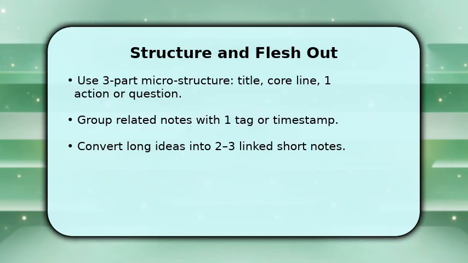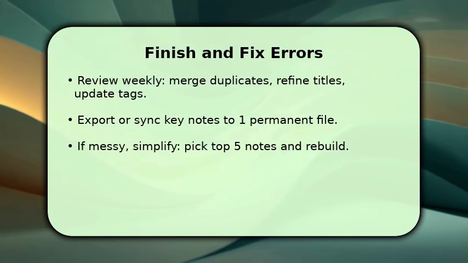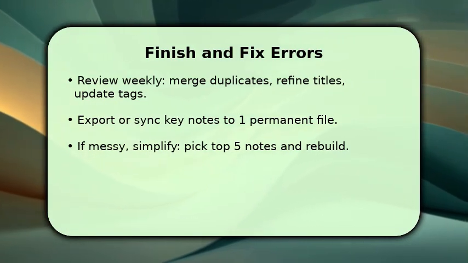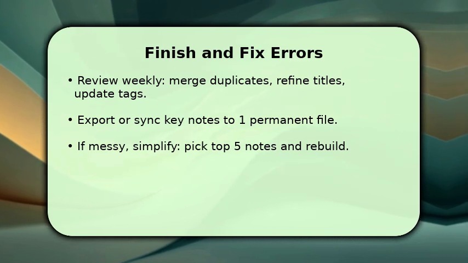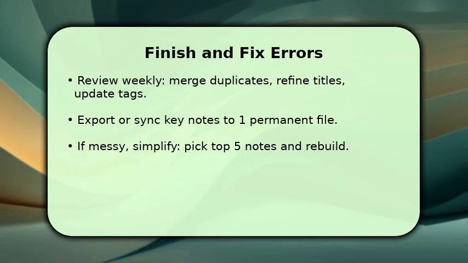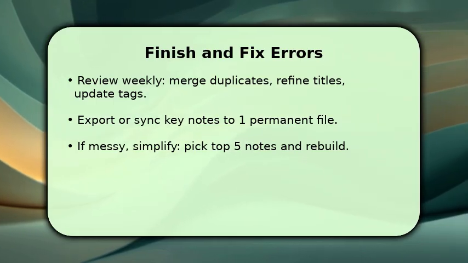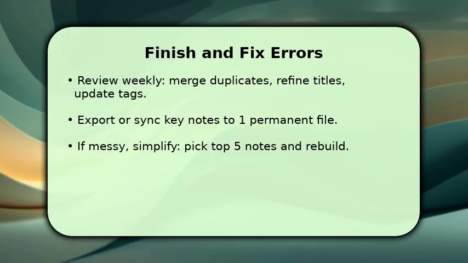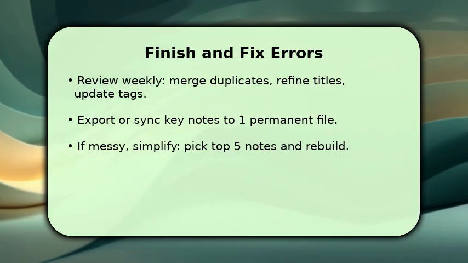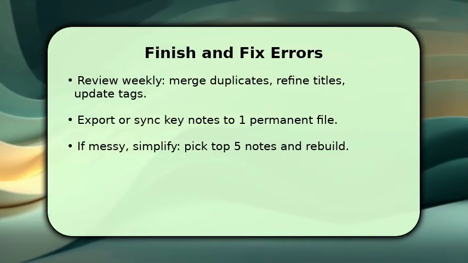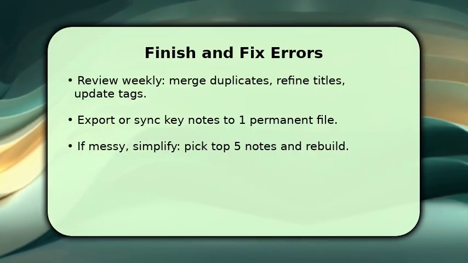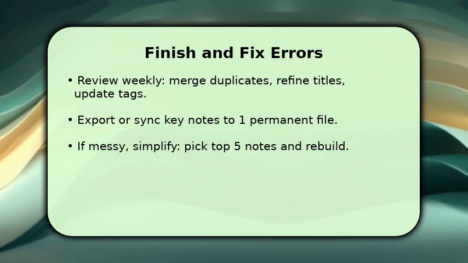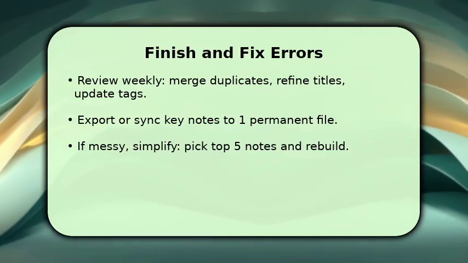You finish by reviewing and pruning. Once a week, merge duplicates, sharpen titles, and update tags so retrieval stays fast. Then sync or export key short notes into one permanent file to prevent loss and provide a quick study set. If your system gets messy, pick the top 5 notes that matter and rebuild from them. This resets clarity quickly. Troubleshooting tip: if you can't find things, simplify tags to 3 core categories and retag the top priority notes first.